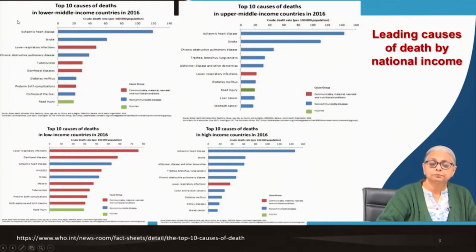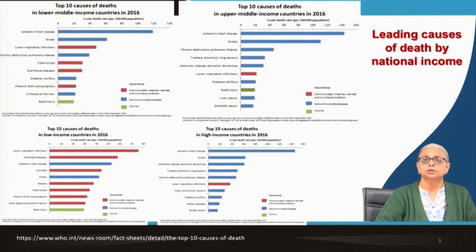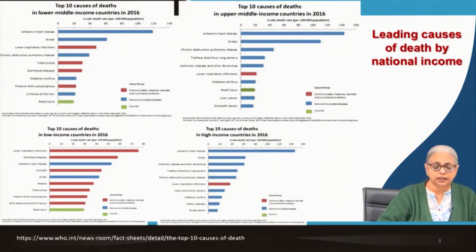These are extremely important causes of death which can be controlled with appropriate infrastructure, with appropriate medical care and health awareness and education. So you can see the difference: low income, lower middle income, upper middle income. Lower respiratory infections are the only category that is still there in the top 10 causes of death, and that is related again to bacterial and viral infections.